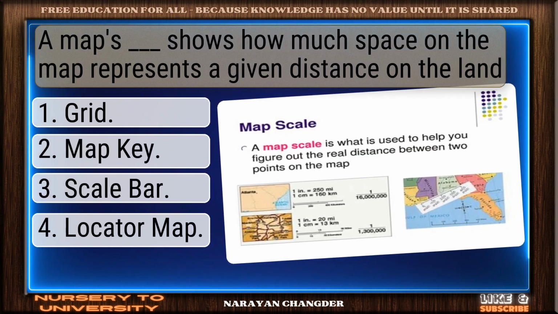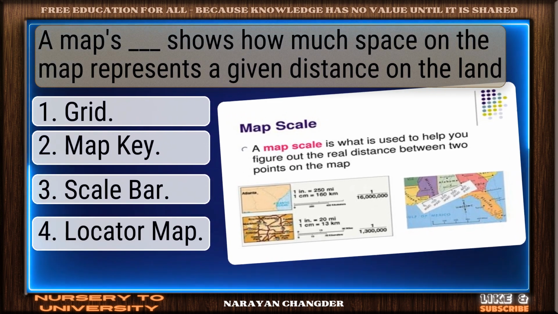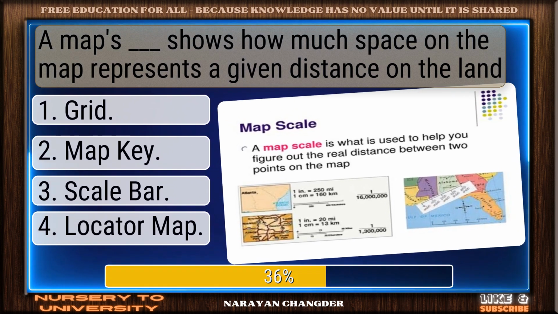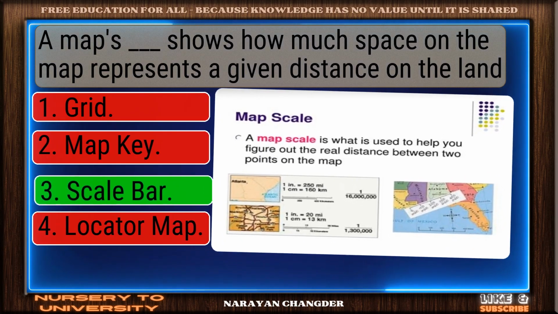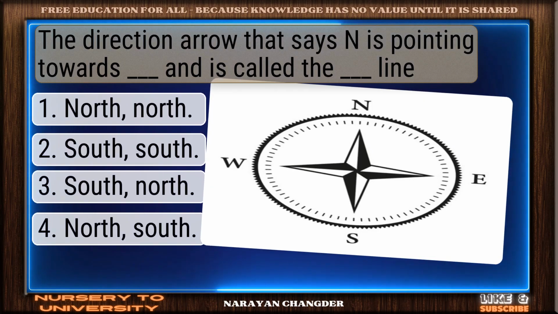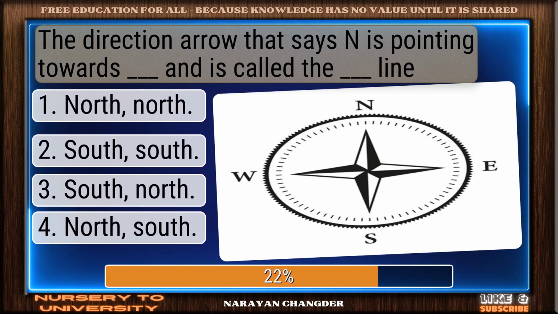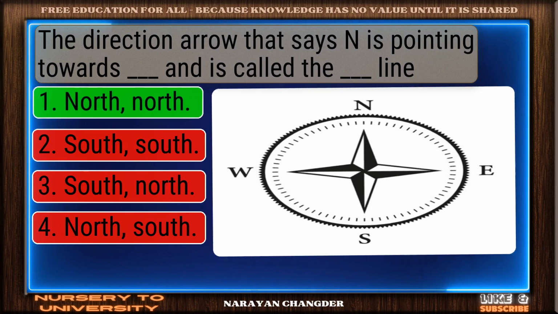A map's scale shows how much space on the map represents a given distance on the land. Well done. Scale bar is the right choice. The direction arrow that says N is pointing towards north and is called the north line. Good job. Your answer north.